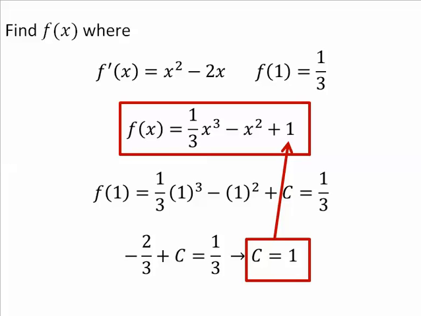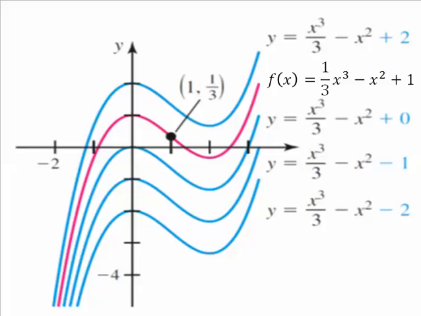And here's the idea. F prime has a whole lot of possibilities, but only one of the possibilities will go through the point 1, 1/3. And so we have all the general solutions, but the red is the specific solution where f of 1 equals 1/3.